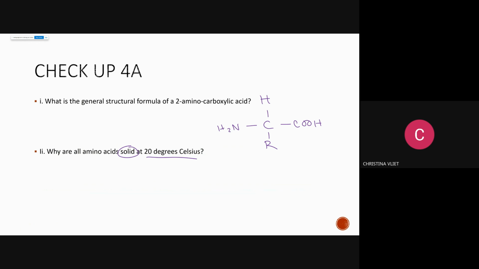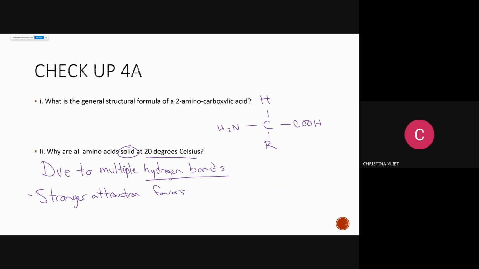Because of lots of hydrogen bonding. That is correct. Peter has it. So, due to multiple hydrogen bonds. Remember, the stronger the attraction, the hydrogen bond is the strongest of the intermolecular forces. The stronger the attraction, the more favorable a condensed phase is. So I'm going to write underneath: stronger attraction favors condensed phases of matter.